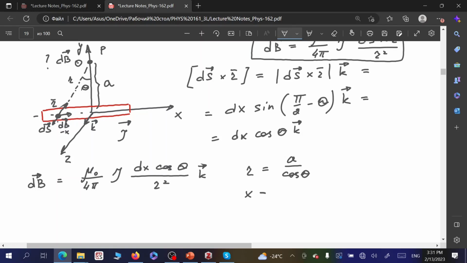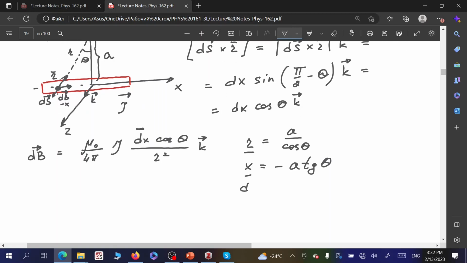So x will be equal, here we put minus because it is in the negative part of axis x, to a times tangent theta. So this all comes from this right angle triangle which we deal with. However, with r we already solved the question, so we have the representation in terms of theta. However, with x we have here dx, so we need to take the differential of this.